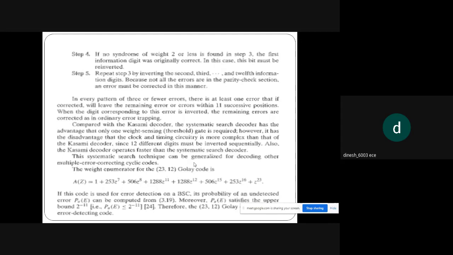And if no syndrome of weight 2 or less is found in step 3, the first information digit was originally correct. So in this case, this bit must be re-inverted. So repeat step number 3 by inverting the 2nd, 3rd, 4th, 5th, 6th, 7th, 8th, 9th, 10th, 11th, 12th information digits. Because not all the errors are in the parity check section, an error must be corrected in this manner. So in every pattern of 3 or fewer errors, there will be at least one error that will be corrected, leaving the remaining error or errors within 11 successive positions.